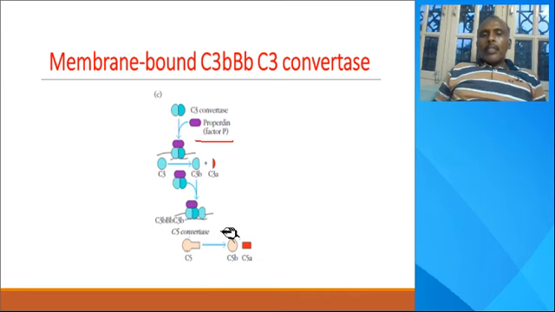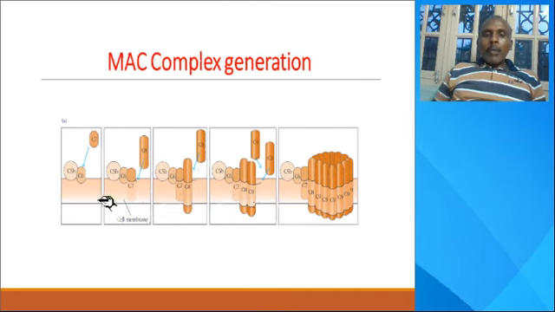So the C5 convertase cleaves the C5 complement protein into C5b and C5a. C5a diffuses away, and C5b then goes towards the plasma membrane. Here you observe C5b goes towards the bacterial plasma membrane. It is attached on the surface of the membrane. When C5b is attached, then C6 is also attached on the surface.